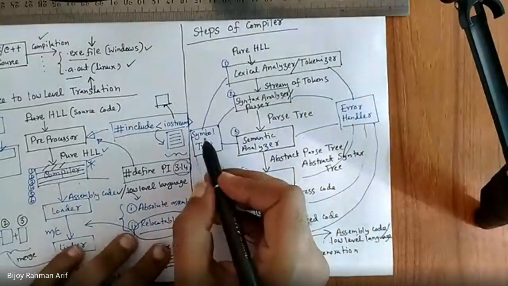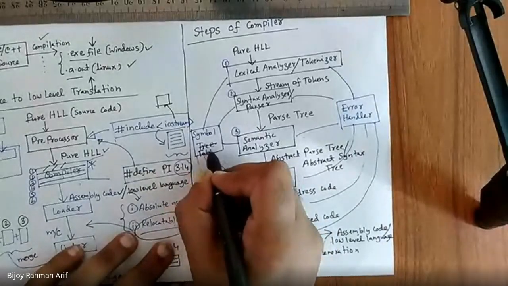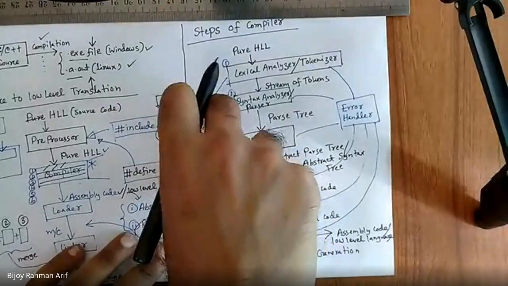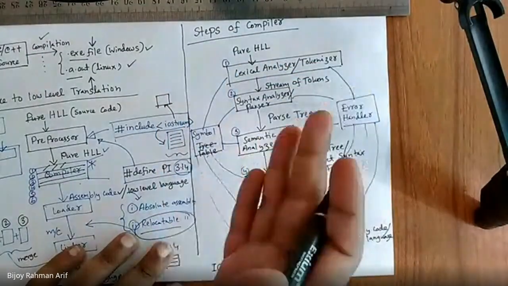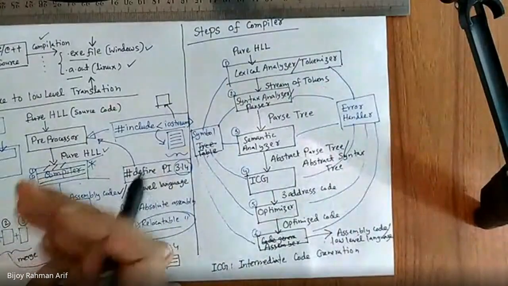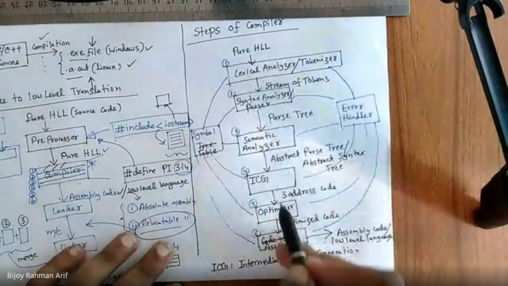The first one is called the symbol table. It is not called a tree, it is called the symbol table actually. It is one helping hand that incorporates with all the modules, and it always passes some information to and from these modules, helping them act correctly.